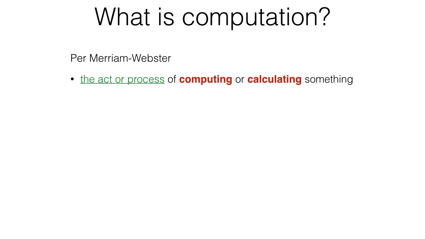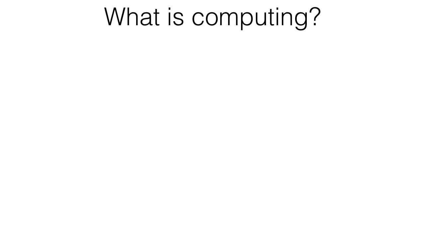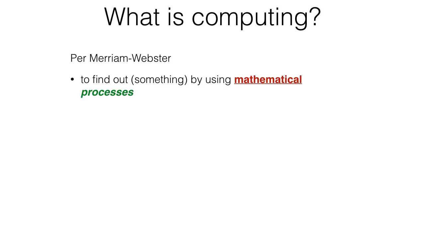So if we go and look this up, it is the act or process, notice I underlined that, of computing or calculating something. All right. It's a system of reckoning. So therefore, computation is an act or process. And we are going out and we are computing. And computing means what? What is computing? Well, let's get a definition for that. It's to find out something by using mathematical processes.